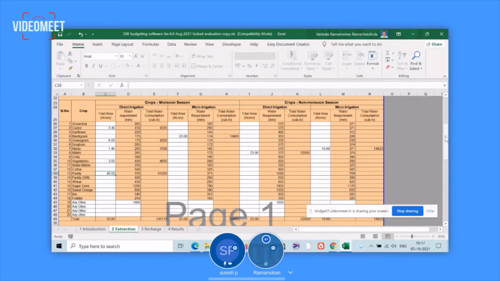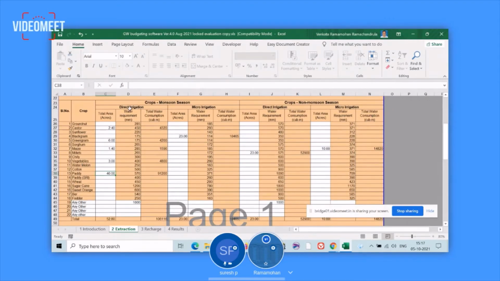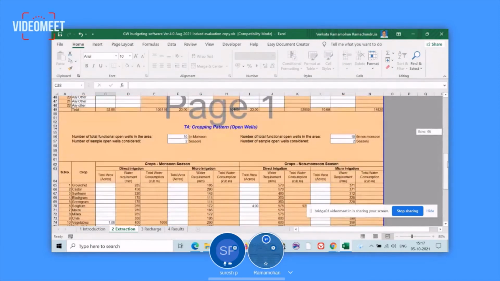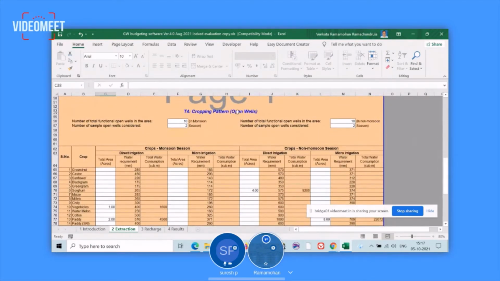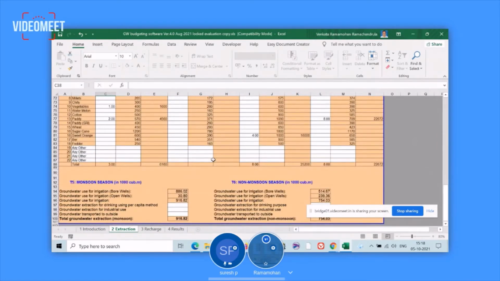This kind of cropping pattern has to be filled up for the monsoon and the non-monsoon season. Even within the monsoon season, there is a possibility of entering data under direct irrigation and also under micro irrigation, because micro irrigation requires less water. The water requirements are lower than the water requirements here. After this, again fill the cropping pattern for the open wells. Take some sample wells and fill in their cropping pattern. With all this, you can estimate the groundwater used for irrigation from the bore wells and open wells.